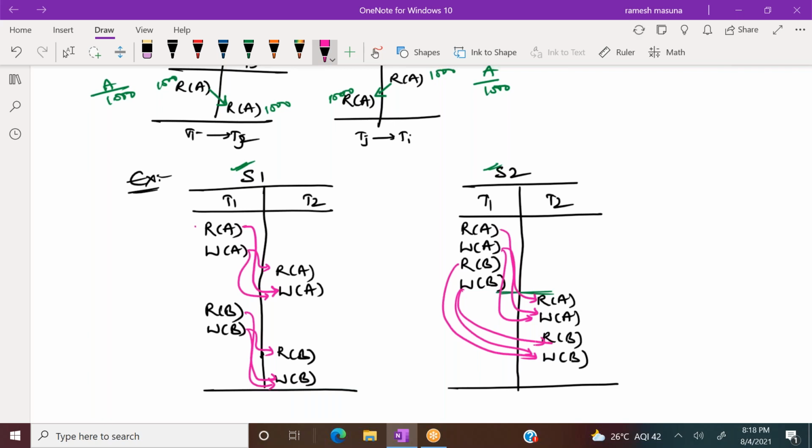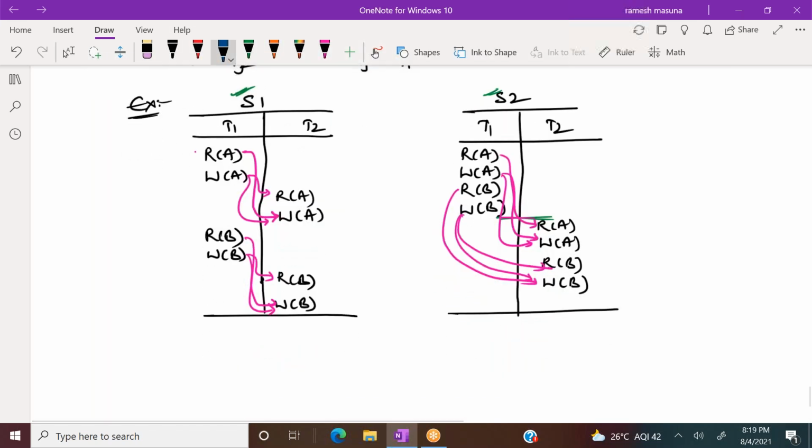Because you are getting the same conflicts in S1 and S2, we can call the concurrent schedule S1 equivalent to S2, which is a serial schedule. A concurrent schedule, if equivalent to a serial schedule, is called a serializable schedule. We call it a conflict serializable schedule because it is verified with respect to conflicts, right?